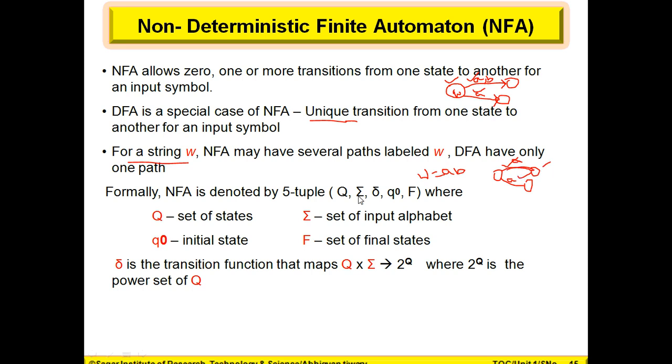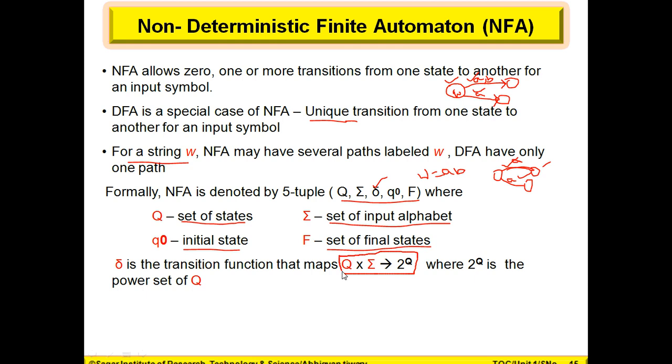Remember this one. Like a DFA, we have 5 tuples through which we can define an NFA. We know about this: this is a set of states, this is a set of input alphabet, this is the initial state, and this is the set of final states. The only difference is in the transition function delta.